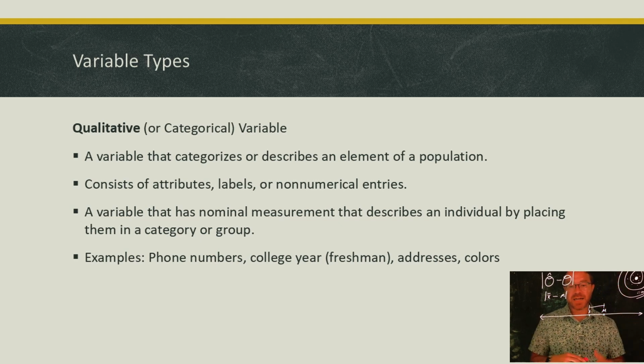So examples would be things like phone numbers, college year, meaning freshman, sophomore, junior, or senior, and addresses and colors, right? These are all ways that describe something, but they don't have any sort of numeric meaning. Even phone numbers, which are numbers, they're basically just labels. We could have just as easily made them letters. We could have said your phone number is AKCBL1YL, right? That would work just as well, because all it is is a specific label that describes which directory it goes to and things like that.